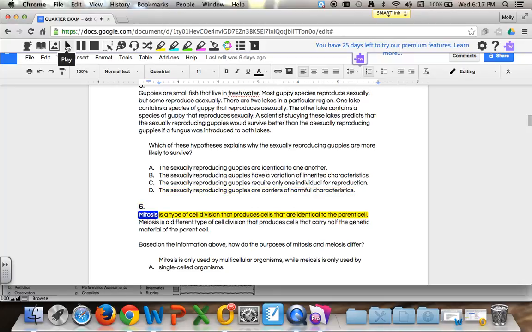6. Mitosis is a type of cell division that produces cells that are identical to the parent cell. Meiosis is a different type of cell division that produces cells that carry half the genetic material of the parent cell. Based on the information above, how do the purposes of mitosis and meiosis differ?